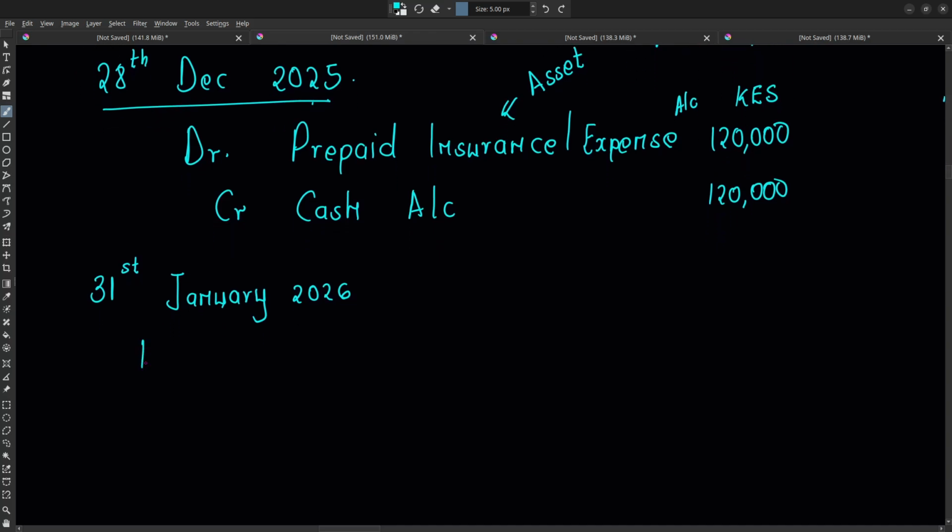So what we do is we first divide this amount into the period that we have, which is 12 months. So we are going to have 10,000. The benefit that you should be receiving monthly is 10,000. Once one month is over, for example, now as at the end of January 2026, you need to recognize the benefit that you have received. So you need to recognize the expense, because now you have incurred it.